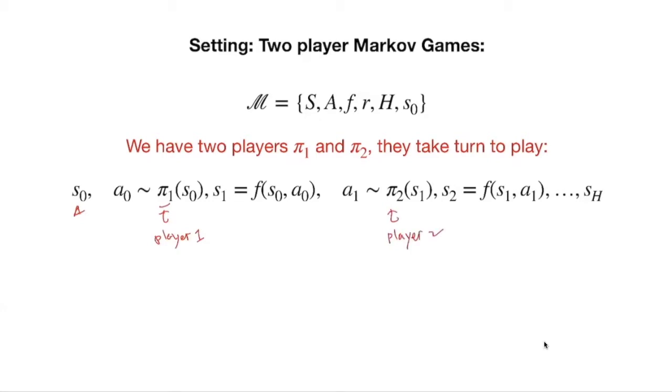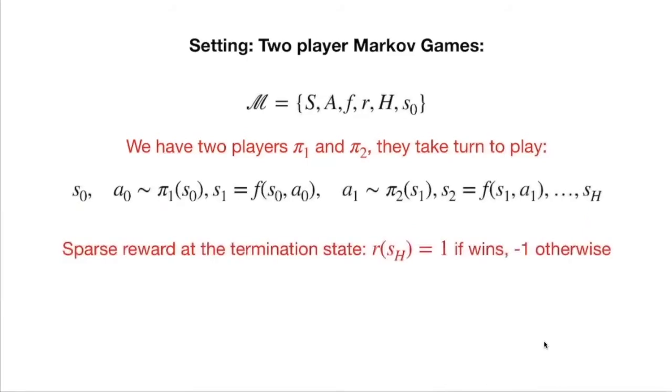The second player makes a decision, uses its policy, and then we move on to the next state, and so on and so forth. At every time step, only 1 player is making the decision, and then they take turns. They play this game many, many rounds until they hit a final, terminated state, at H. Isn't the policy also deterministic? Deterministic is fine. Think about deterministic as a special case of stochastic. That's how the game is played.